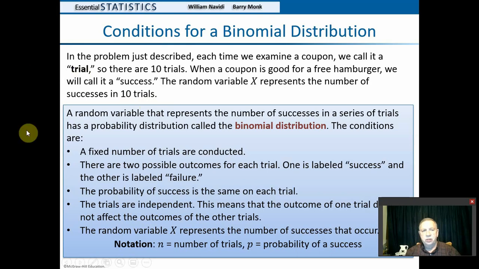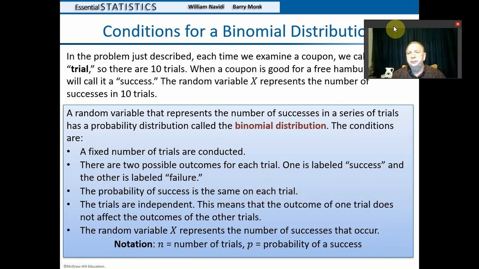And then the probability of each one for our distribution. So a random variable that represents the number of successes in a series of trials has a probability distribution called the binomial distribution. The conditions are, as we're reading a problem and seeing if we can use the binomial distribution, we're looking for: 1, a fixed number of trials are conducted. So a sample of 10 people is basically what we're doing. 2, there are 2 possible outcomes for each trial. One is labeled success and the other is labeled failure. We don't consider multiple ones. It's either success or not success. 3, the probability of success has to be the same on each trial.